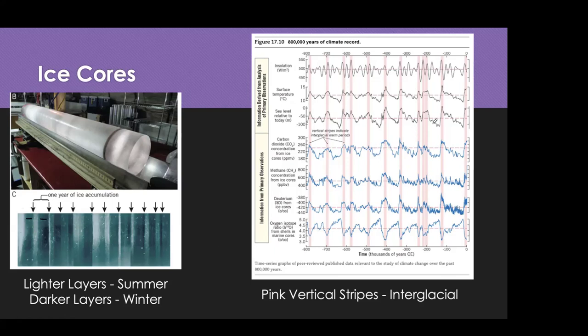This over here shows interglacial periods, and it shows all different things that change throughout these times. Do you have more insolation? Insolation means solar radiation that's coming in. Are your temperatures higher? Is the sea level higher? Do you have higher levels of CO2, higher levels of methane, higher levels of deuterium, which is a form of hydrogen? What is the oxygen ratio with this?